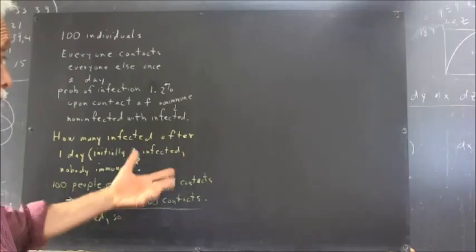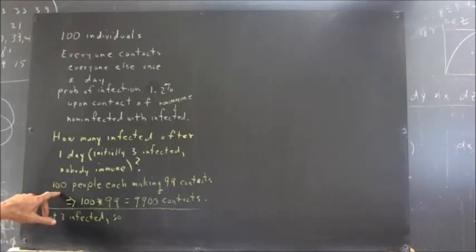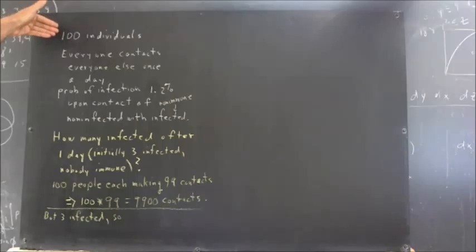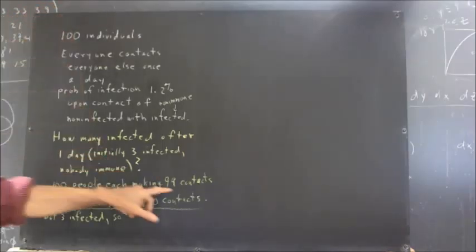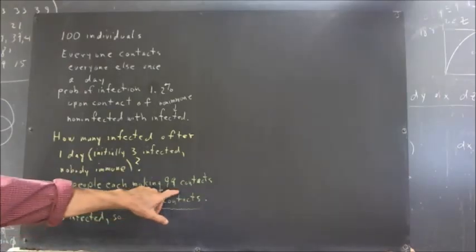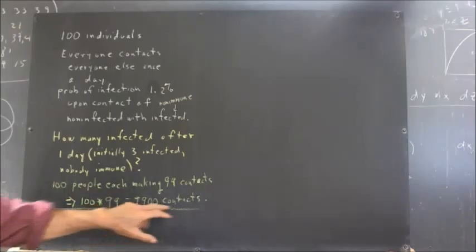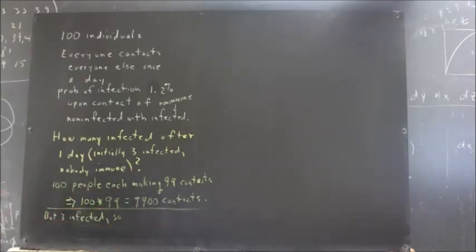Hopefully you've stopped and thought about that a bit. Well, let's just consider something. 100 people, everybody, okay, just think you're one of these individuals. You're going to make how many contacts? You're going to make 99 contacts during the day. 100 people each making 99 contacts means that you have 100 times 99 or 9,900 contacts. Now, 1.2% of 9,900 would be over 100 people.